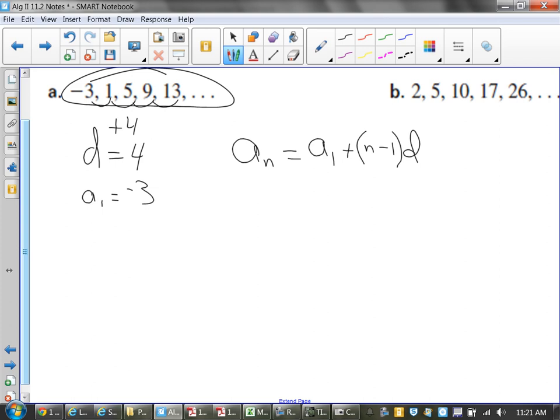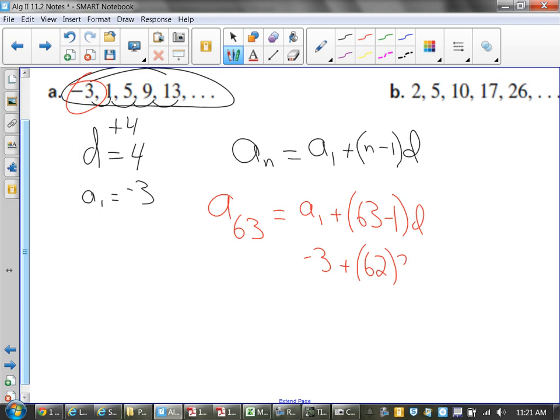So what I'm looking to find here is, what is a sub n when n is 63? Exactly. So it's going to be the first term plus 63 minus 1 times our difference. Well, our first term was -3. That's why it says 4. So the 63rd term within that sequence becomes, we're pushing it away.